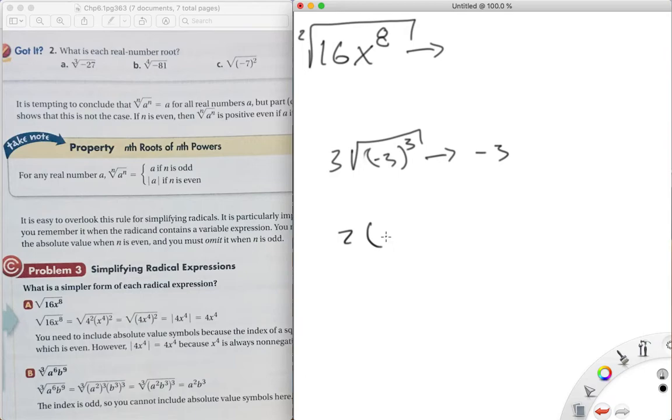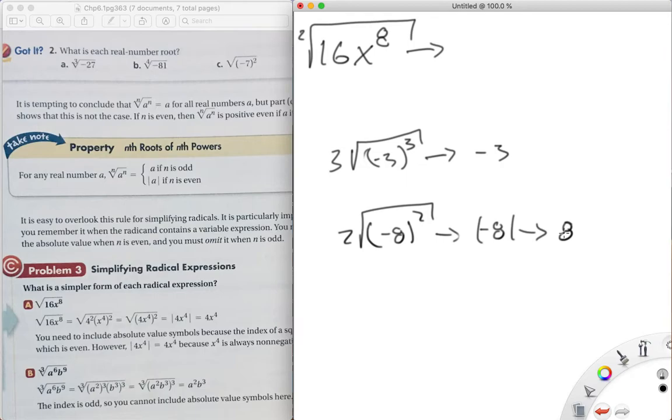of negative 8 squared, these two cancel out, but this doesn't stay negative 8. I actually have the absolute value of negative 8, which is 8. And the reason why is because since I'm squaring this, this turns into 64, and the square root of 64 is 8, and not negative 8. I had to get the absolute value to get to that positive 8.